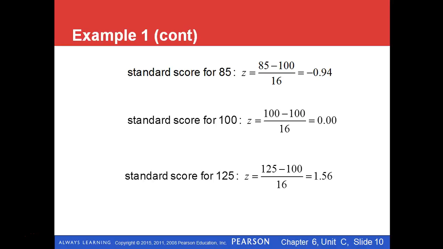The standard score for 125 would be 125 minus 100 for a numerator of 25, and then divide by 16 for a 1.56. The 125 is a value higher than 100, which is our mean, so that must have a positive z-score. And the 85 is a value lower than our mean of 100, so it must have a negative z-score.